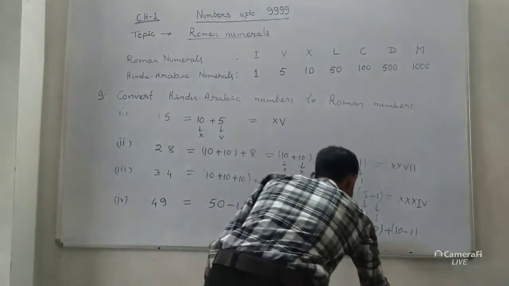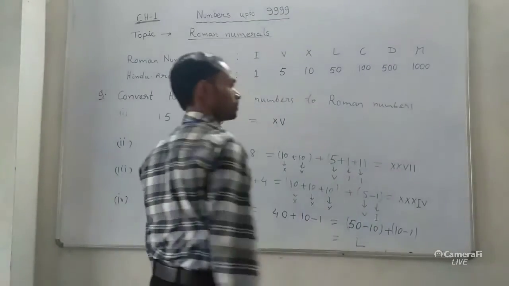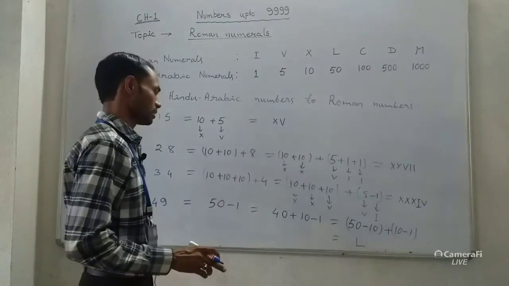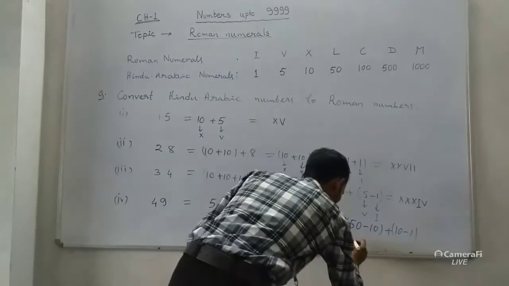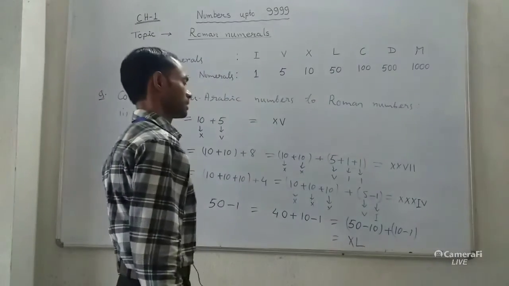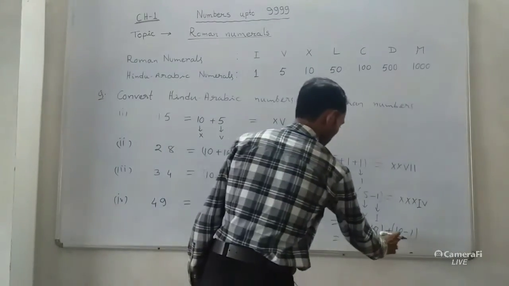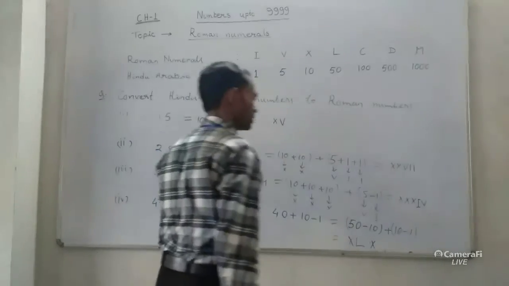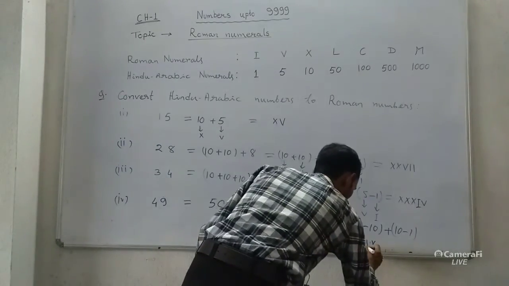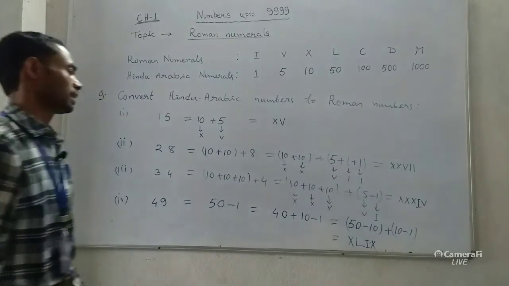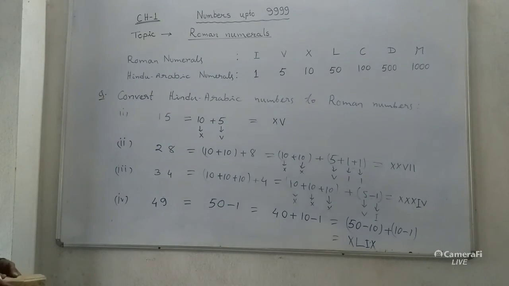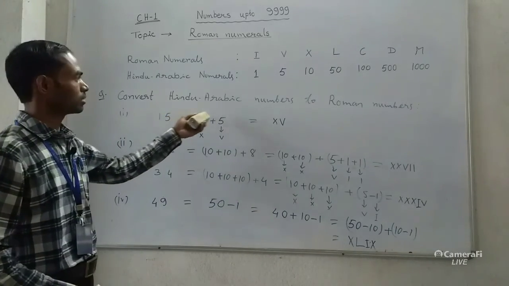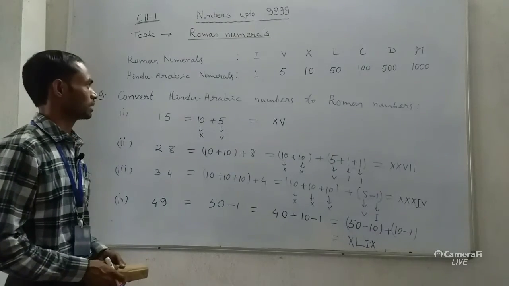50 means L minus 10. 10 will be subtracted from 50. 10 symbol is X. As it will be subtracted, X will come before L, that is on the left side, XL. And then again plus 10 means X, but 1 is subtracted from 10, so I will come before X. So XLIX, that is the symbol for 49. So in this way we can convert Hindu-Arabic numerals to Roman numerals.